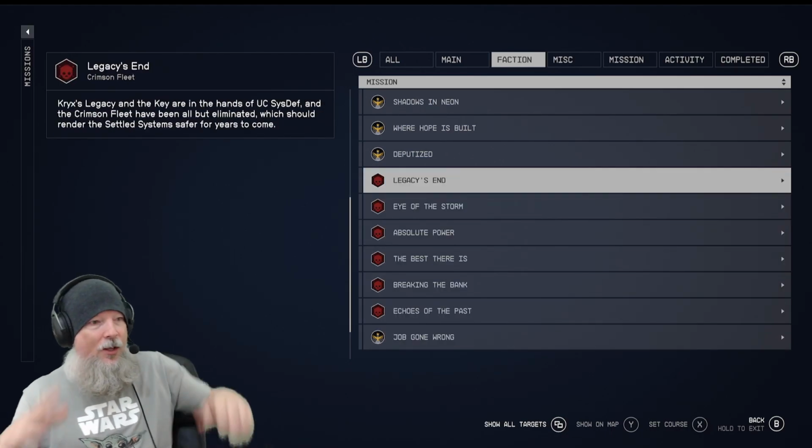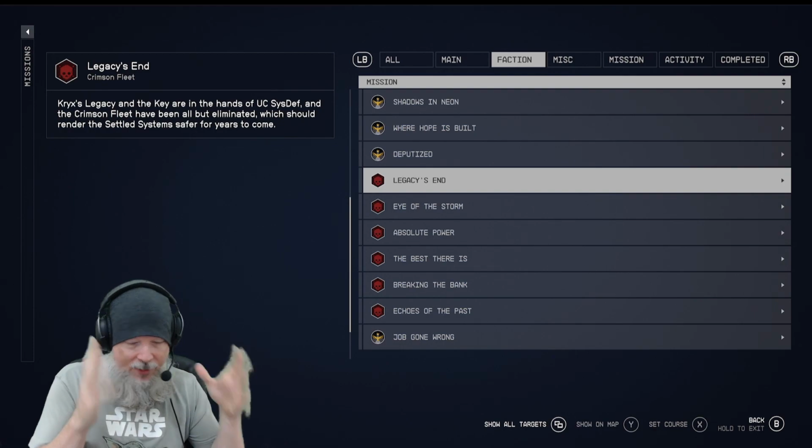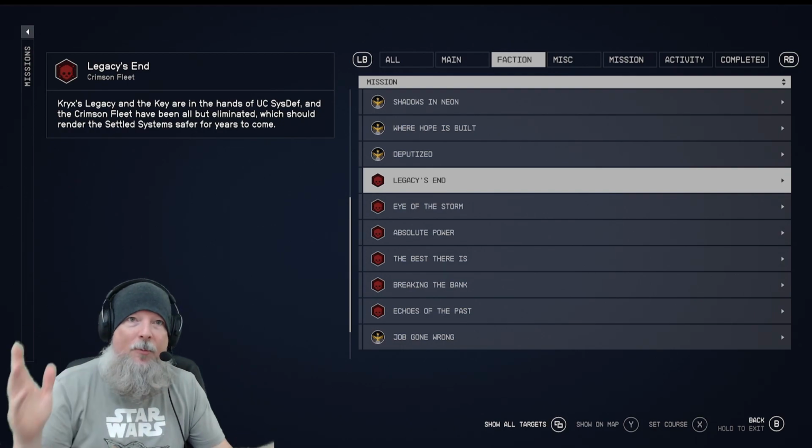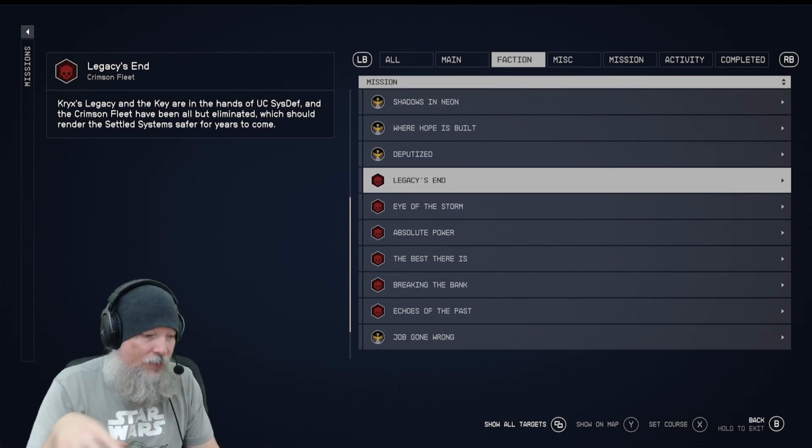So the Crimson Fleet storyline is this, and this is the spoiler territory. The Crimson Fleet storyline is, do you want to be a pirate? And if you do, join the Crimson Fleet.